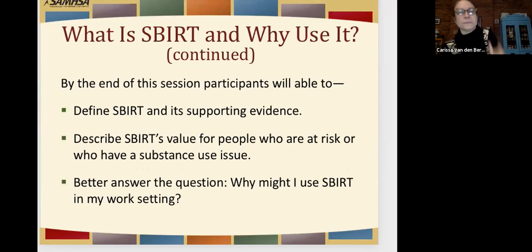So what is SBIRT, and why use it? By the end of this session, you'll be able to define what SBIRT is. We'll give a little bit of its supporting evidence. It has tons and tons of supporting evidence behind using this tool, and that's beyond the scope of this presentation. It also gets a little dull. We also will talk about the value for people who are at risk and who have substance use, and better answer the question, why use this in your healthcare setting?